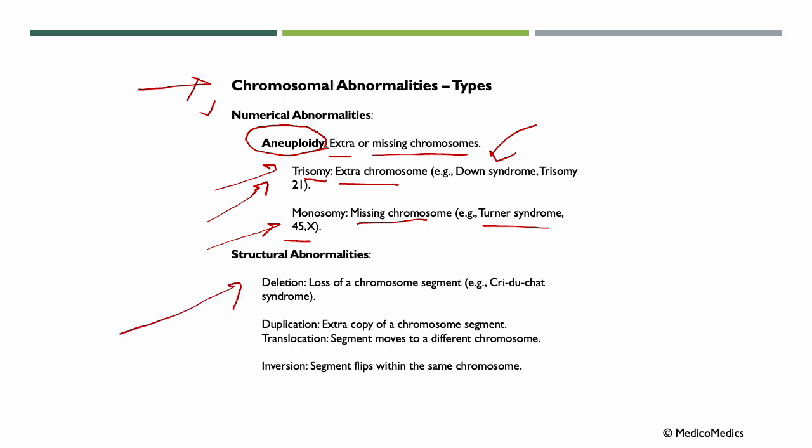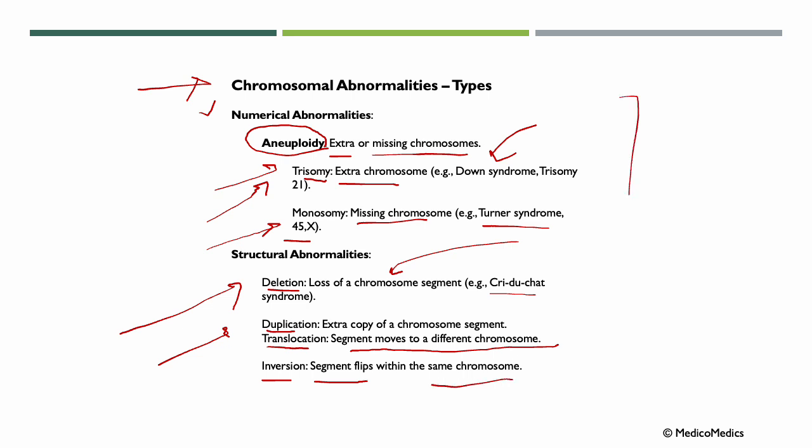What about structural abnormalities? Well, there could be deletion, so there is a loss of some chromosome segment, like in Cri-du-Chat syndrome. You can have duplication, where there is an extra copy of a chromosome segment. You can have translocation, where a segment moves to a different chromosome. You can have inversion, where a segment flips within the same chromosome. So having these kinds of chromosomal abnormalities is like books missing pages, having extra pages, or sections swapped with some other book, it's all mixed up. That's essentially what we're talking about here.